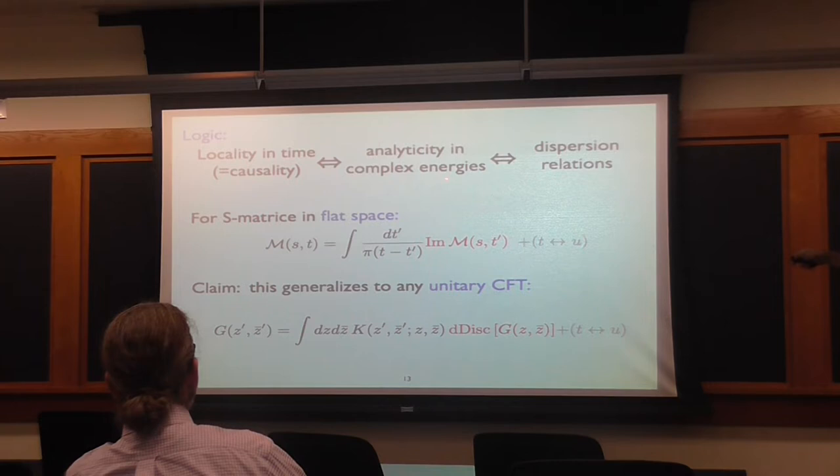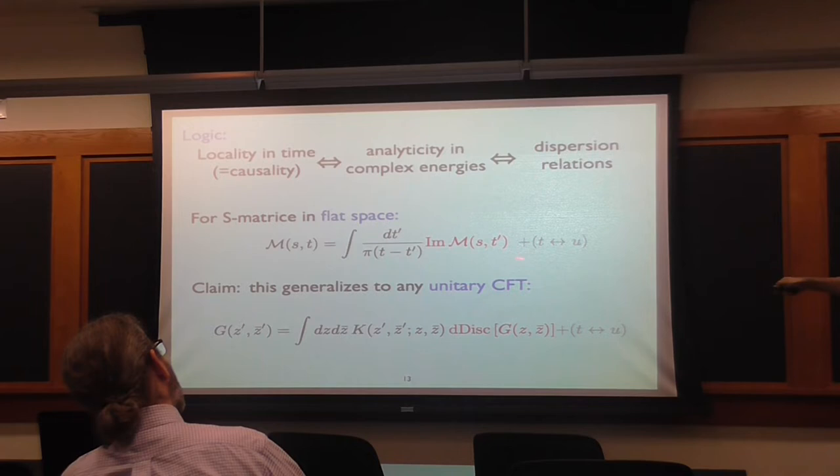For example, Kramers and Kronig in optics showed that you can reconstruct the dispersion relation of the photon from its absorption rate. And something similar holds for scattering amplitudes in flat space: you can reconstruct an amplitude from its imaginary part, which I also call the absorptive part. So the main thing of this talk is that in CFT we can do the same thing. We can reconstruct the four-point correlation function from some absorptive part.